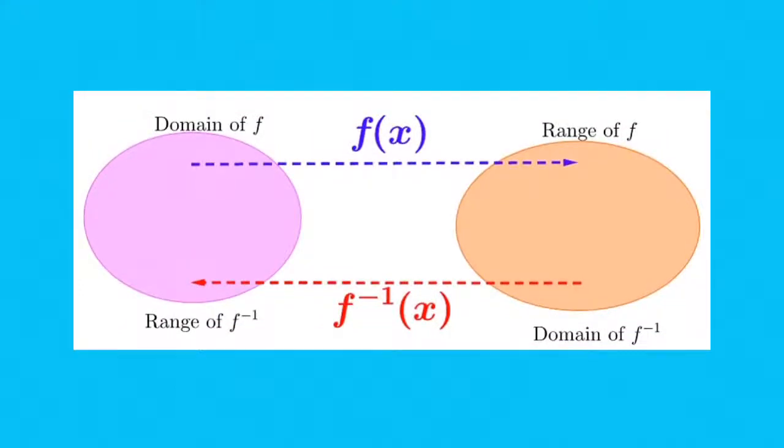The inverse of a function is formed by interchanging the x and the y values of the function. It is interesting to note that the domain of the inverse function is the range of the original function, while the range of the inverse function is the domain of the original function.